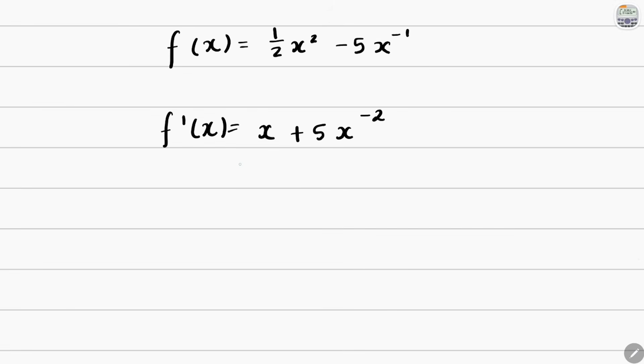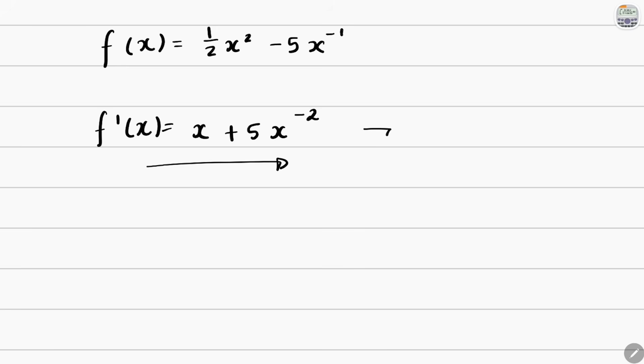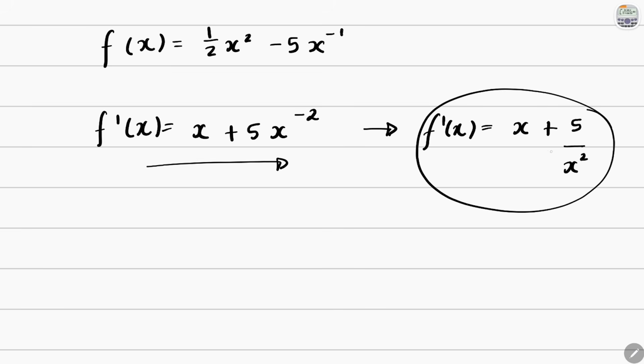You can either choose to leave it like this, or you can, of course, choose to write it as a positive exponent. So that would be f prime of x is equal to x plus 5. Now, because this exponent is negative and it's currently in the numerator, it will move down to the denominator. So over x to the power of positive 2. And that is what that would look like.